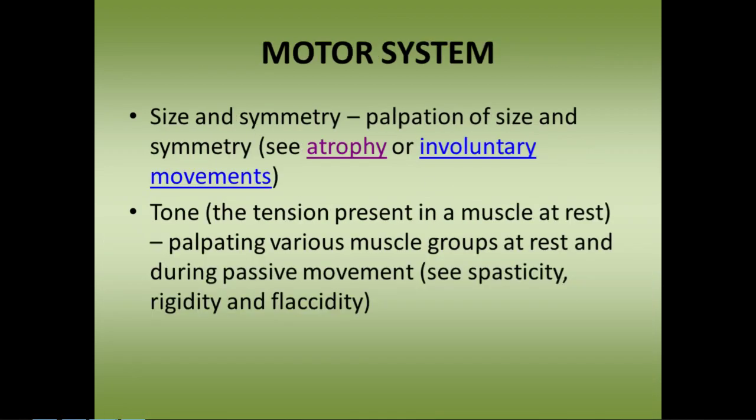Next, let's go to our motor system. In your motor system, we are going to look into the muscle of the patient. So in this case, we look into the size and symmetry of the muscles. How do we do this? Through palpation, and we try to look into possibilities of the presence of atrophy or involuntary movements. For your atrophy, this is what it would look like.